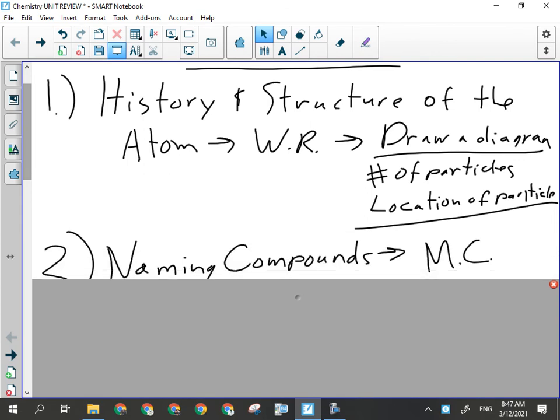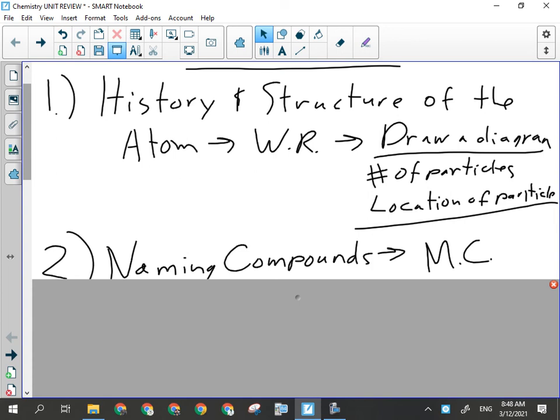Okay, after that we went over naming compounds. There's going to be obviously some multiple choice questions about that. Okay, what's the proper name for NaCl? Or what's the proper formula for iron 2 oxide? Okay, things like that. You can definitely get some multiple choice about naming.